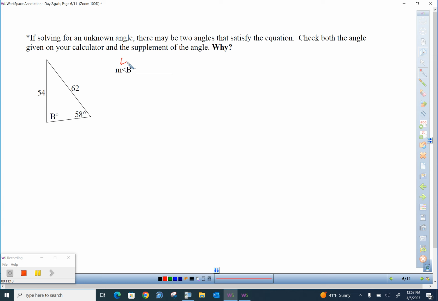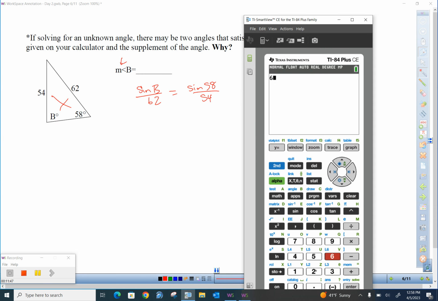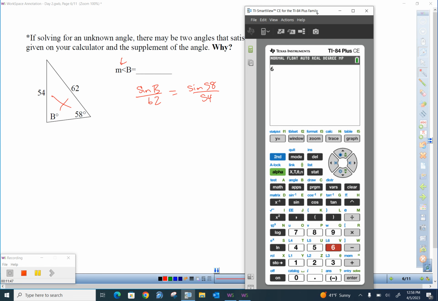Okay, for solving for angle B, no problem to set it up just like the last one. We've got sine B over 62 equals sine 58 over 54. And we're still going to have to use the inverse for our last step. Which is 76.8.